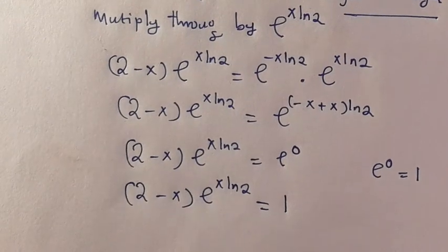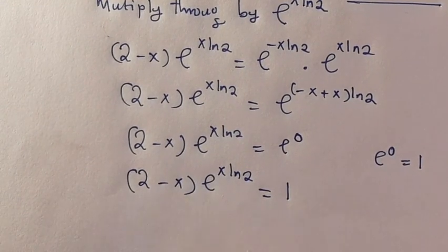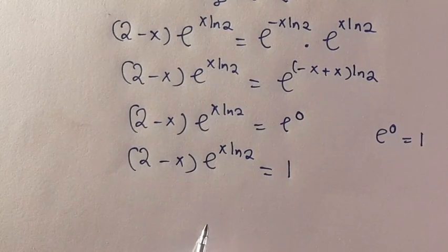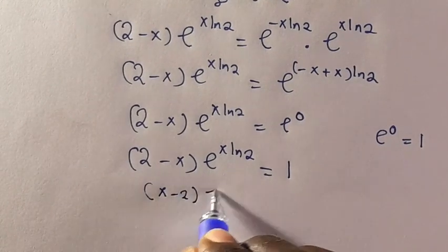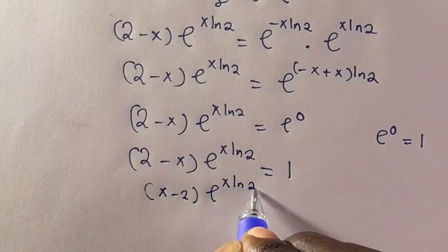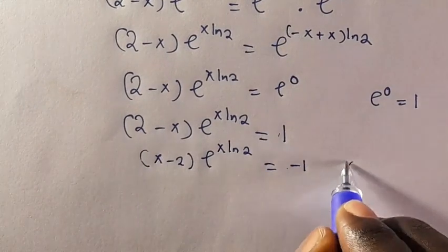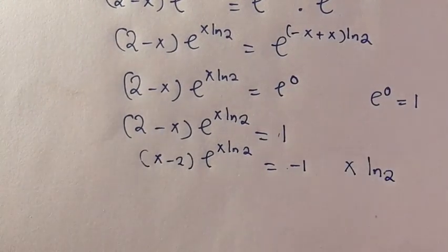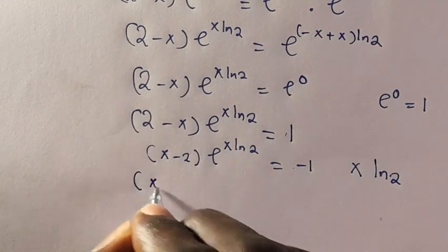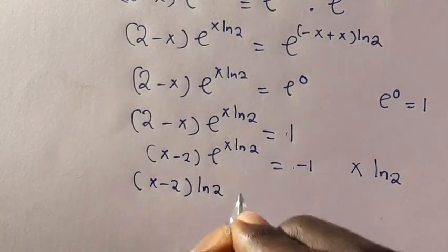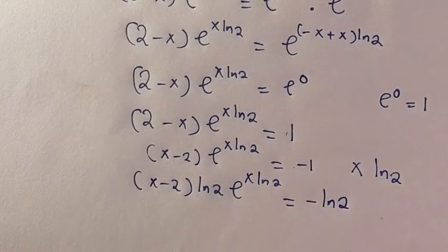Now, from here, we have 2 minus x. To interchange this, let's multiply through by minus. Then we have x minus 2 multiplied by e raised to power x ln 2 equals minus 1. After that, let's also multiply through by ln 2. Then we have x minus 2, then ln 2, e raised to power x ln 2 equals minus ln 2.